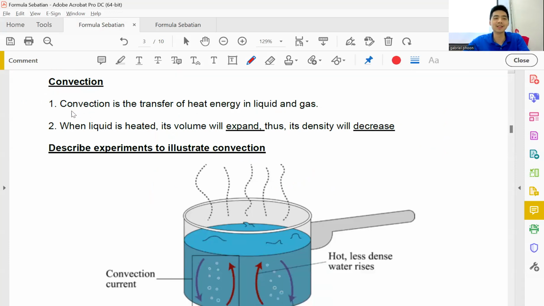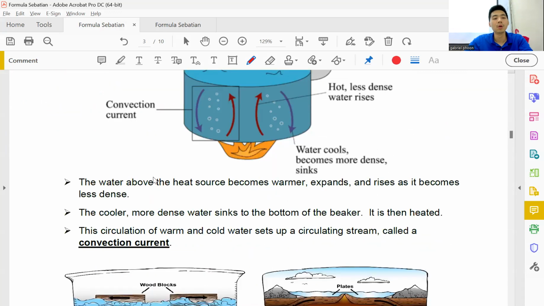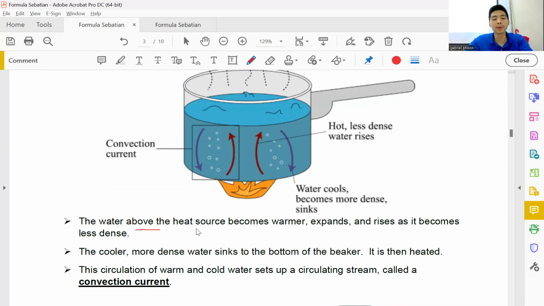It's too easy. But anyways, convection is a transference of heat in liquid and gas, for sure. When liquid is heated, its volume will expand and thus the density will decrease. So the water above the heat source becomes warmer, expands and rises as it becomes less dense. The cooler, more dense water sinks to the bottom of the beaker and then once again is heated. This circulation of warm and cold water sets up a circulating stream known as convection.